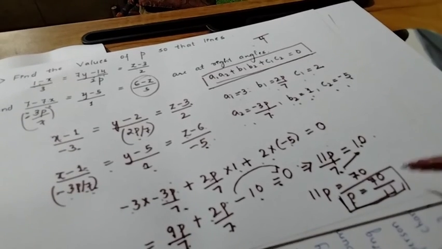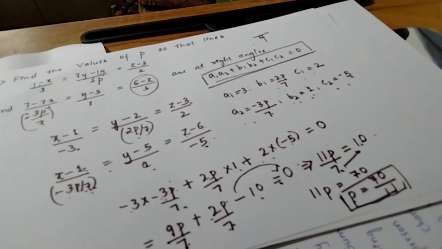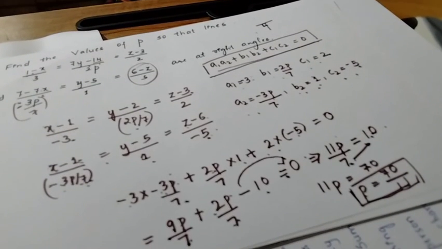Find the value of p: the p value will be 70 divided by 11. Next, examples 13, 14, 15, 16 and 17. Still we have a few examples. The next examples are based on finding the shortest distance between parallel lines or it may be skew lines. We shall see those examples in the next session.